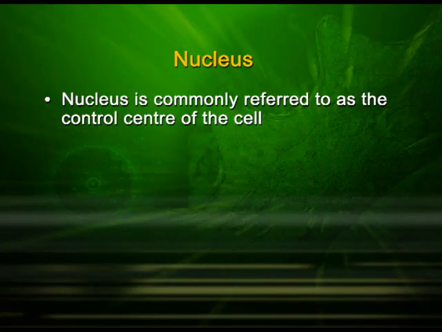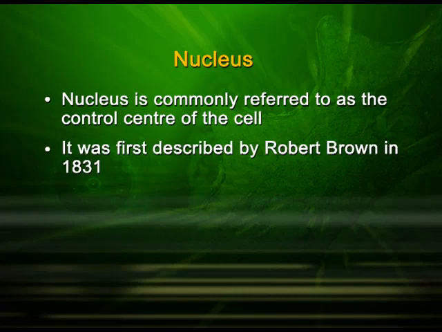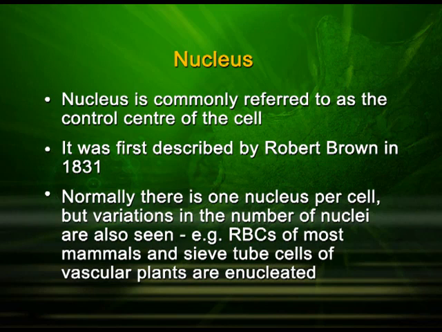Finally, the nucleus. The nucleus is commonly referred to as the control center of the cell. It was first described by Robert Brown in 1831. Normally, there is one nucleus per cell, but variations in the number of nuclei are also seen. For example, in most mammalian RBCs and in sieve tube cells of vascular plants, there is no nucleus.